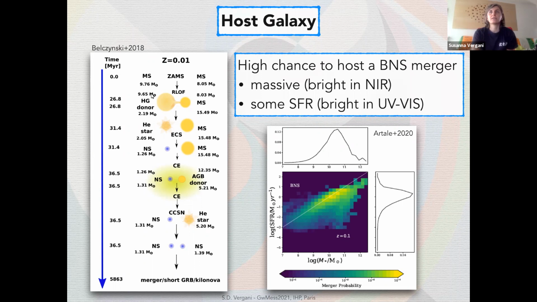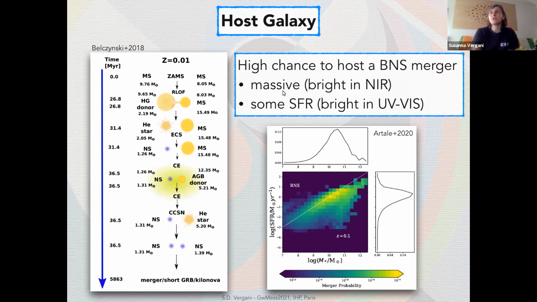In fact, there are different evolutionary channel models that, starting from two massive stars, arrive at the two neutron star binary systems, which merge at the end, and it takes a certain time, a few giga-years, let's say. So I can put these evolutionary channel models in galaxy simulations and find out what are the properties of the galaxies that have the highest chance to host a binary neutron star merger. So it turns out that they should be massive. That from an observational point of view means bright in the near infrared.